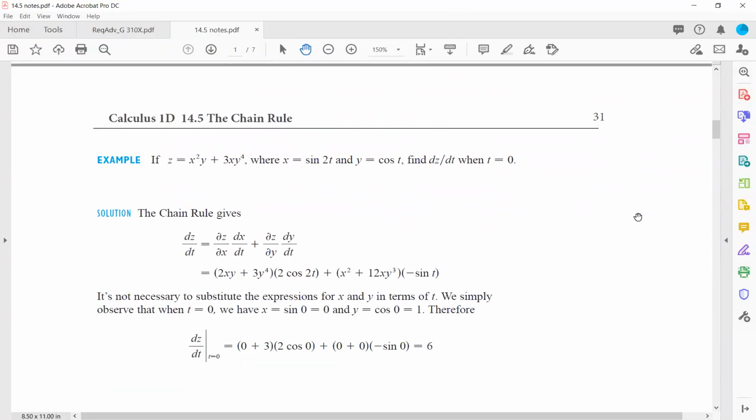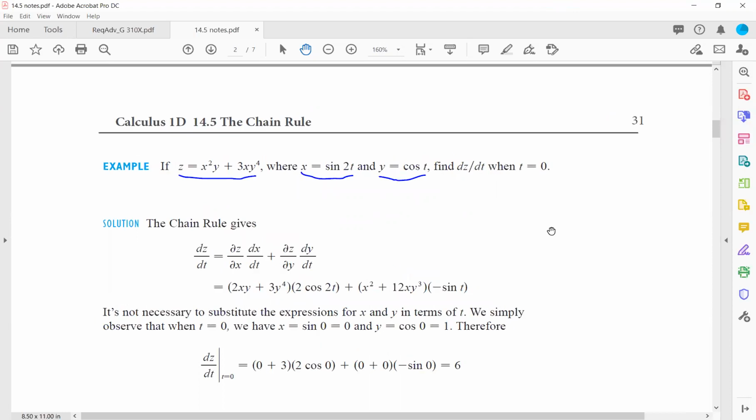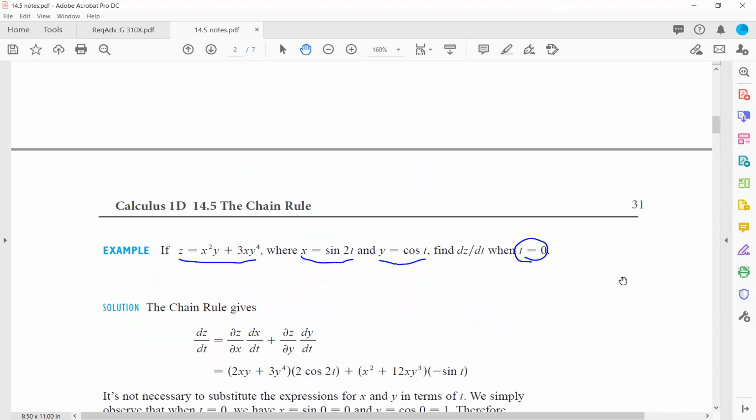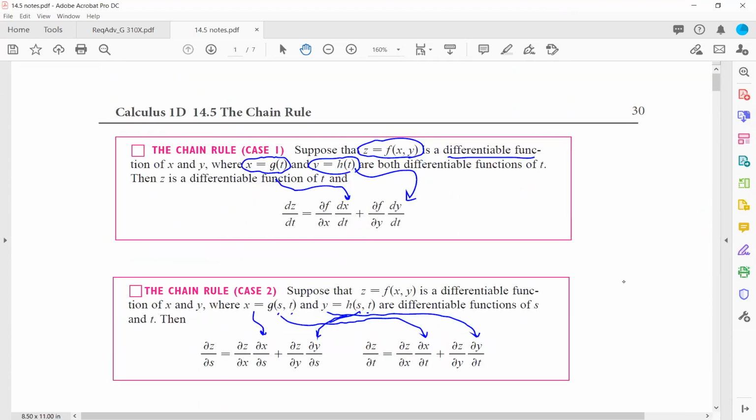On the next page, another example for you. Here it says, suppose a function z is defined as x squared y plus 3xy to the 4th. Very well. Here the question says, suppose x is a trig function and also y is another trig function. So what is our goal? Our goal is to find the differentiation of the function with respect to this new variable, hidden variable t, when t is 0. Very well. We're lucky. We only have 1 free variable. It means that if you get back to previous page, this is chain rule case 1.